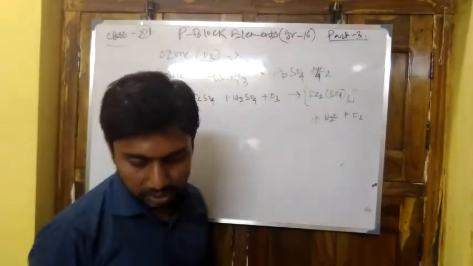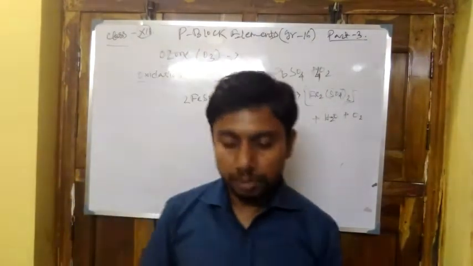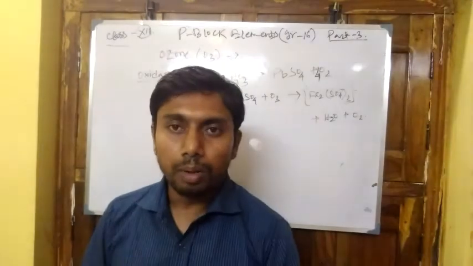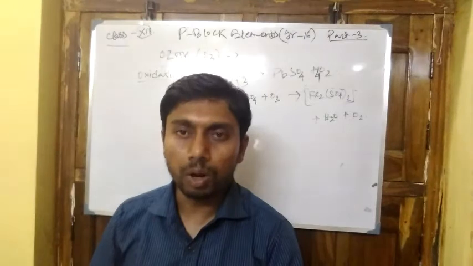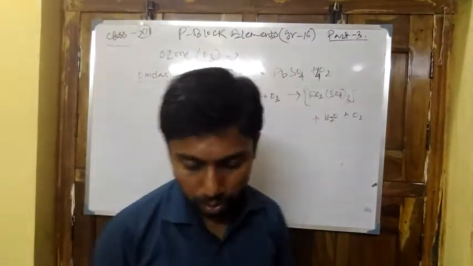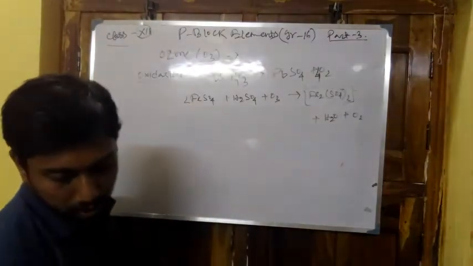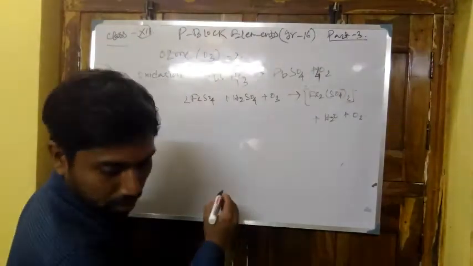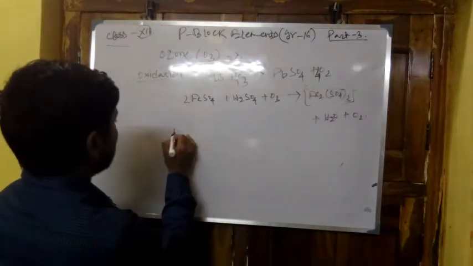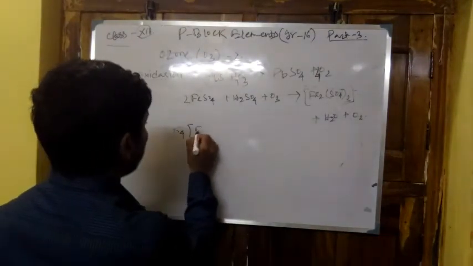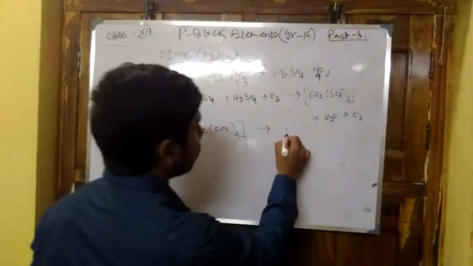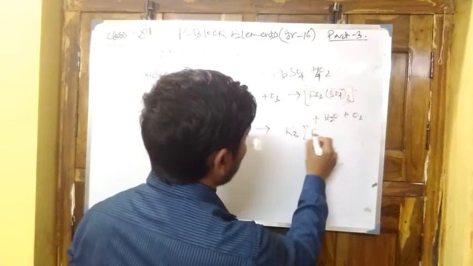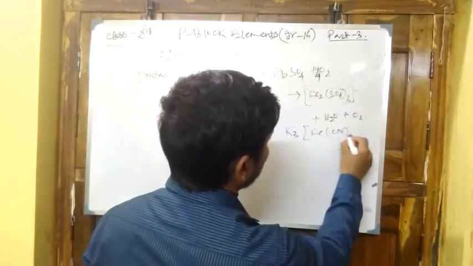Ozone also oxidizes acidified dichromate or ferrocyanide solution to the respective higher oxidation state. For example, acidified ferrocyanide K4[Fe(CN)6] to K3[Fe(CN)6].